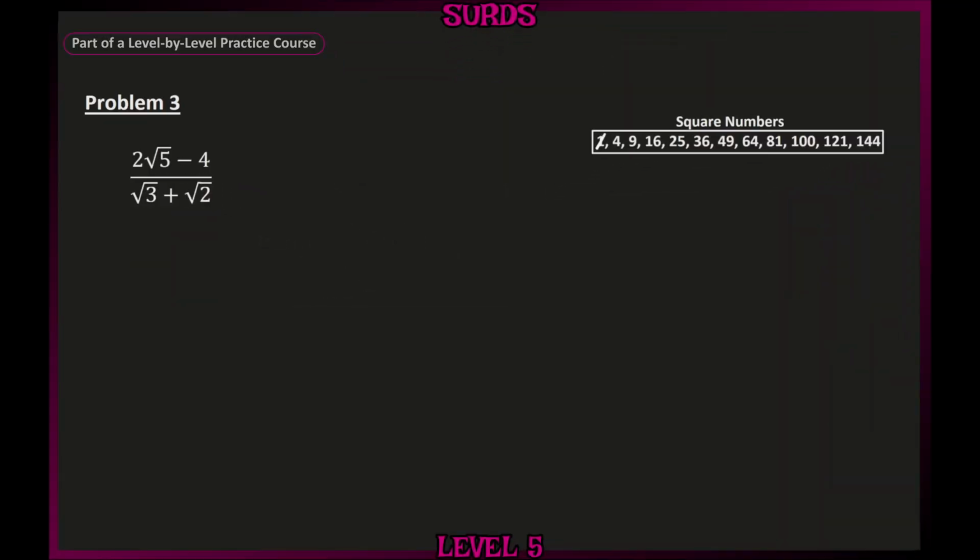In problem 3, we're rationalising and simplifying 2 root 5 minus 4 over root 3 plus root 2. So again here we can multiply the top and bottom of this fraction by the conjugate of the original denominator. And this means that we're going to multiply by root 3, changing the sign in the middle, we have a minus, and then root 2.